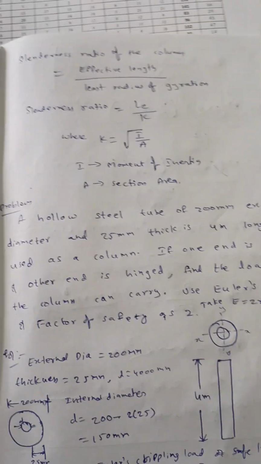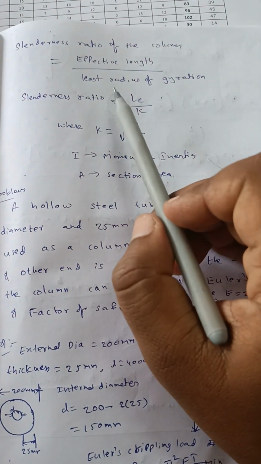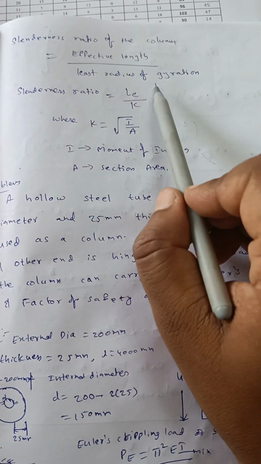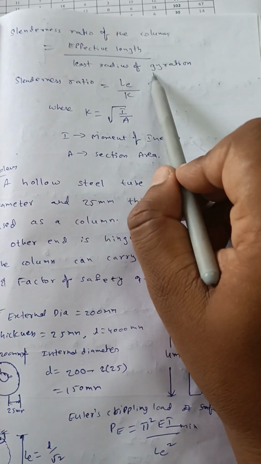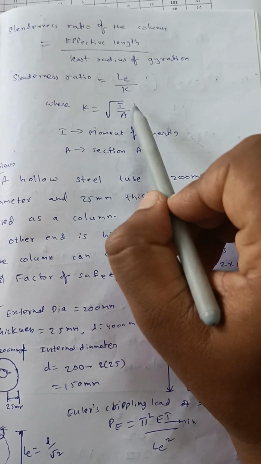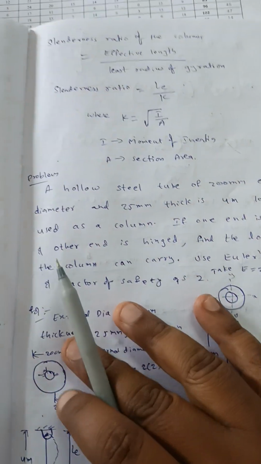The slenderness ratio of the column is equal to the effective length divided by the least radius of gyration. That means LE divided by K. Now what is K? K is under root I by A. What is I? Moment of inertia. A is the section area.